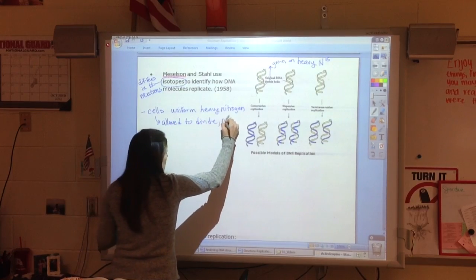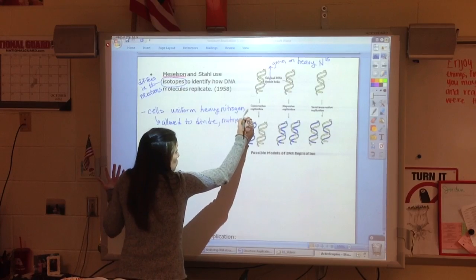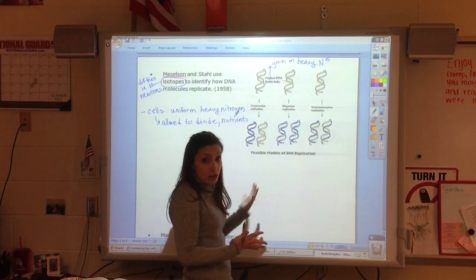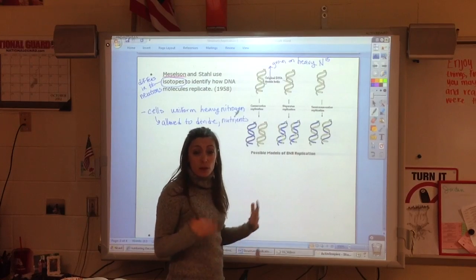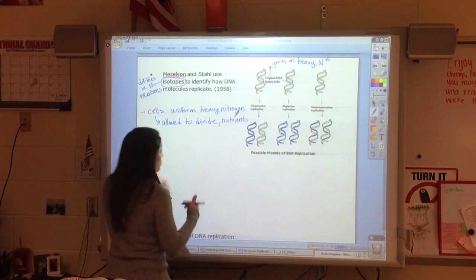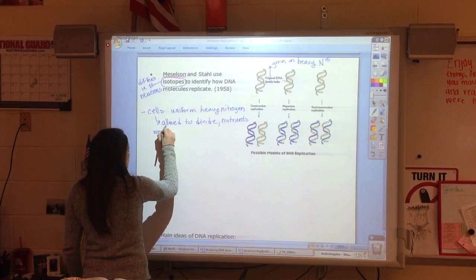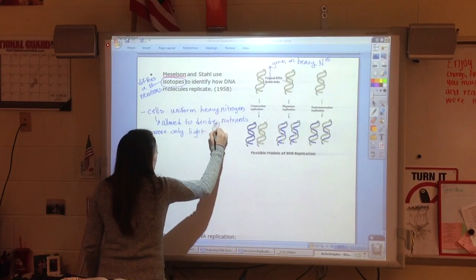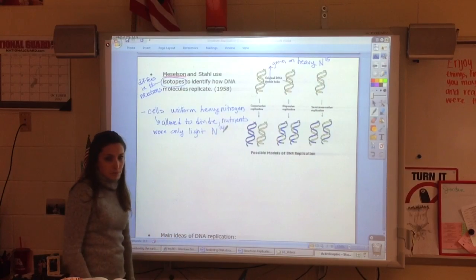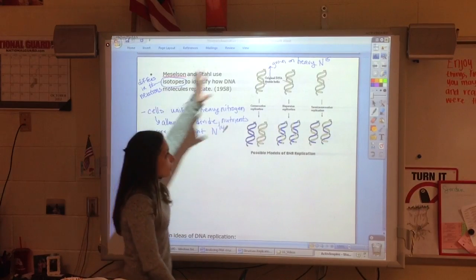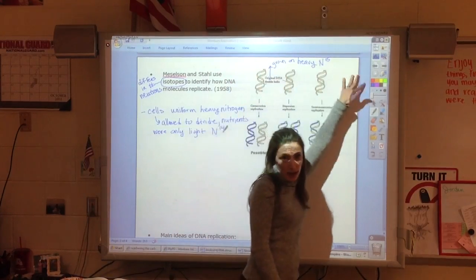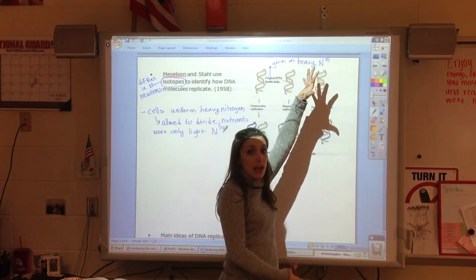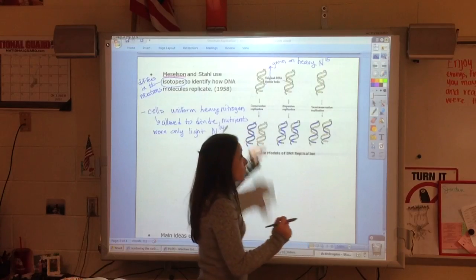but the nutrients that were provided, where are those nucleotides going to come from? I'm going to make more DNA, I have to have more nucleotides. Those nucleotides come from your nutrition. The nutrients that were provided were only light nitrogen, or N14. So, they grew it on heavy nitrogen. All the nucleotides in here for many generations are going to be a specific type. They're going to be heavy. And they were actually heavy.